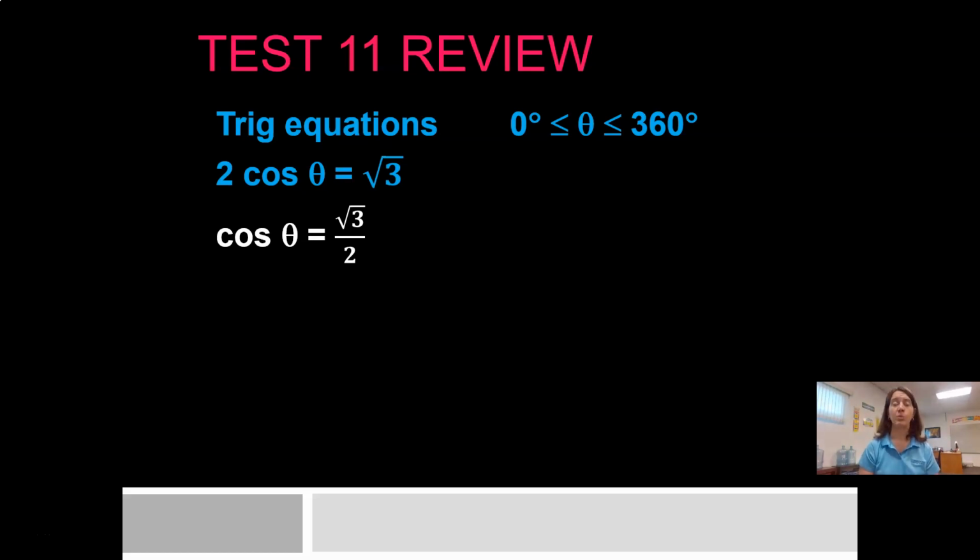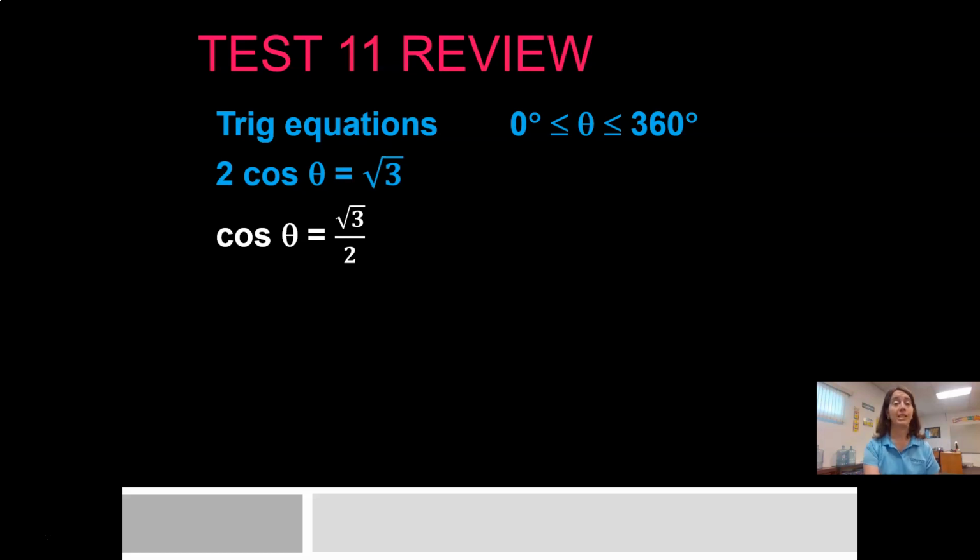Now that the cosine is by itself, we go to our circle and we pick out the different angles that have a cosine, which remember is the x, being square root 3 over 2. I do notice that the cosine ratio is positive. Where was cosine positive on the Cartesian plane? The 2 quadrants were quadrant 1 as well as quadrant 4.